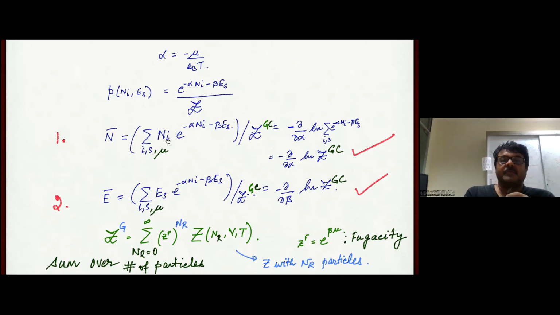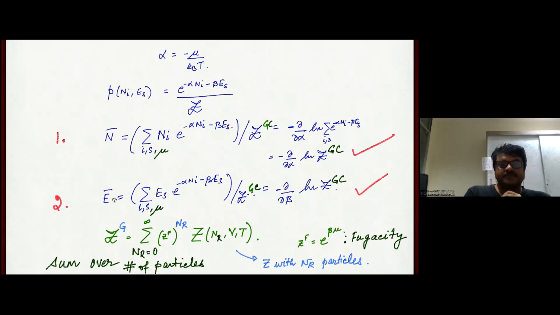And this in turn can be obtained. So this N_i can be obtained by taking a derivative with respect to alpha. If you take a derivative with respect to alpha, you'll get minus N_i. But you want N_i, so you add a minus sign. So minus del alpha of Z, times 1 by Z_GC, the grand canonical partition function, which in turn can be written as minus del alpha log of the grand canonical partition function. So that's how you will get the average number of particles in the system.